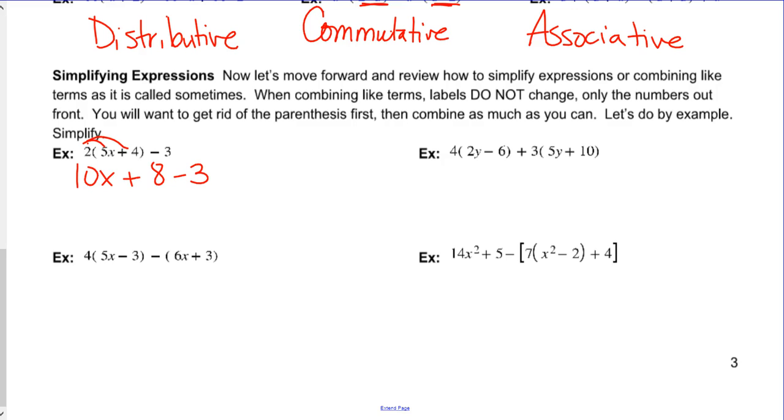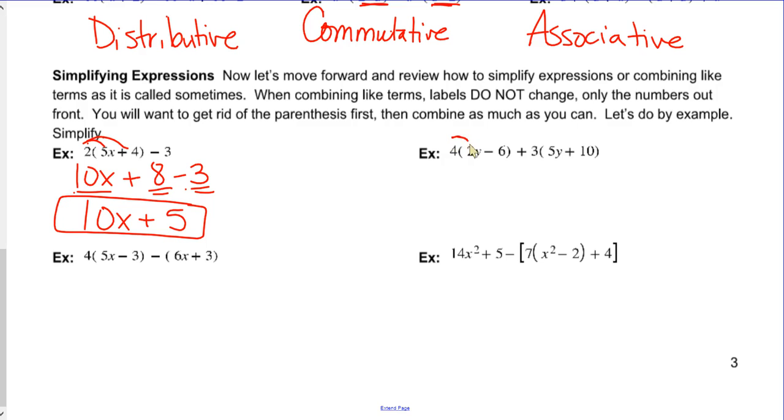Now, what are like terms? I'm going to put all the x's together, all the numbers together, all the y's together, all the x squareds together. So in this case, there's not another x to go with that 10x. So I'm just going to rewrite it. But there are 2 numbers here that I can put together: a positive 8 and a minus 3 gives me a positive 5. So make sure you bring in that sign. Even though it's positive, we have to have signs that separate those terms. So that's as far as I can go in simplifying that expression.